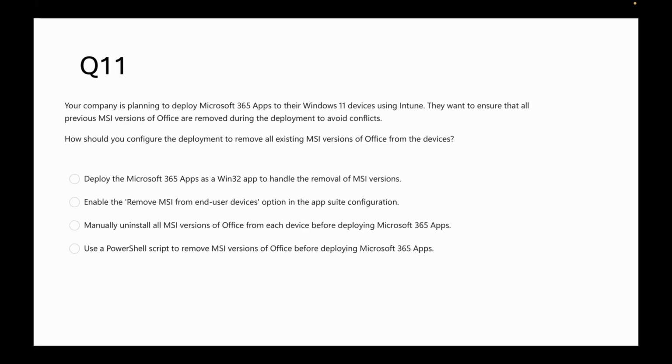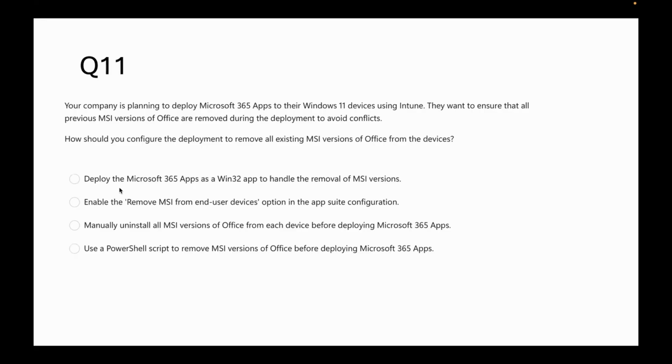Okay, the next question talks about your company planning to deploy Microsoft 365 apps to their Windows 11 devices using Intune, and they want to ensure that all previous MSI versions of Office are removed during the deployment to avoid conflicts. How should you configure the deployment to remove all existing MSI versions of Office from the devices? If I take a reference of Microsoft documents, it says enabling the remove MSI from end user devices option in the app suite configuration is going to be the right answer.